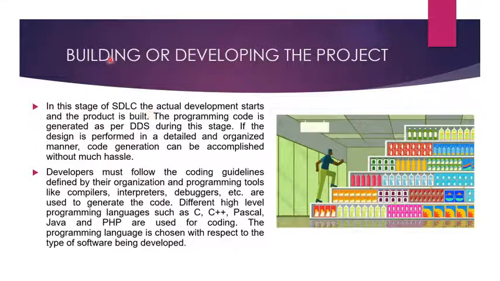Next step, we are going to see about building or development of a project. In this stage of SDLC, the actual development starts and the product is built. The programming code is generated as per the DDS during this stage. If the design is performed in a detailed and organized manner, code generation can be accomplished without much hassle. Developers must follow the coding guidelines defined by the organization, and programming tools like compilers, interpreters, debuggers, etc. are used to generate the code. Different high-level programming languages such as C, C++, Pascal, Java, and PHP are used for coding. The programming language is chosen with respect to the type of software being developed.